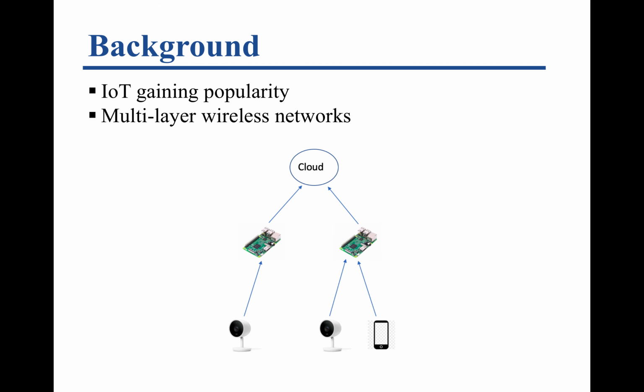So as more and more devices are connected, multi-layer wireless networks are becoming a common topology. So here shows an example. The cameras and the smartphones in the example are connected to the edge devices, and the devices are also connected to the cloud for further processing.